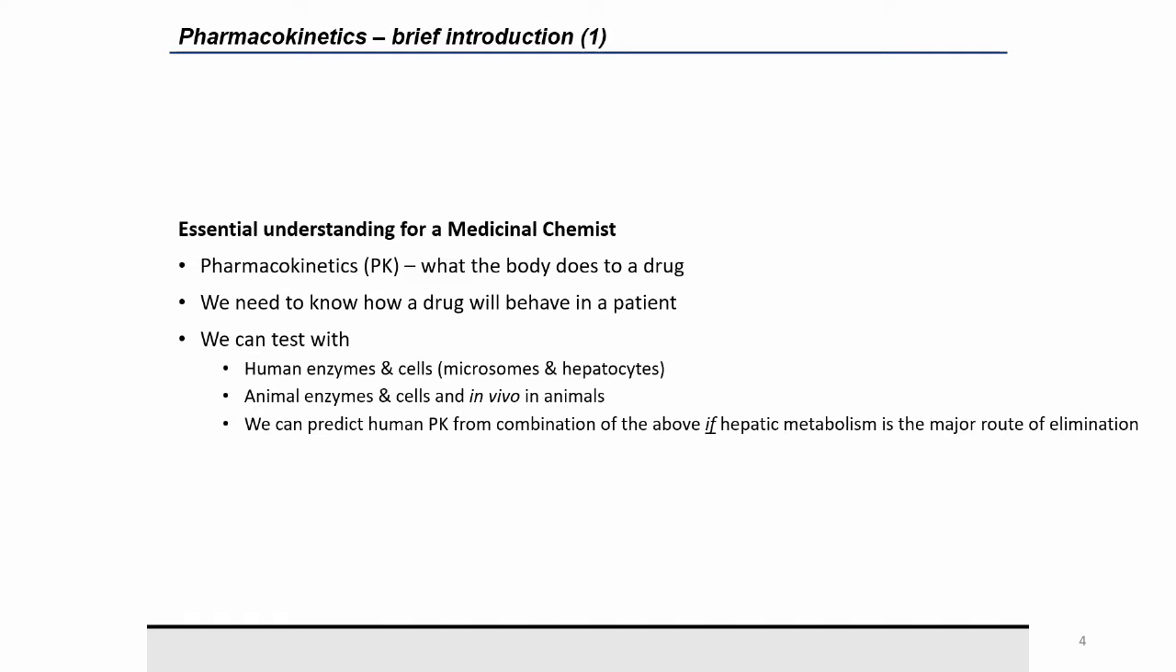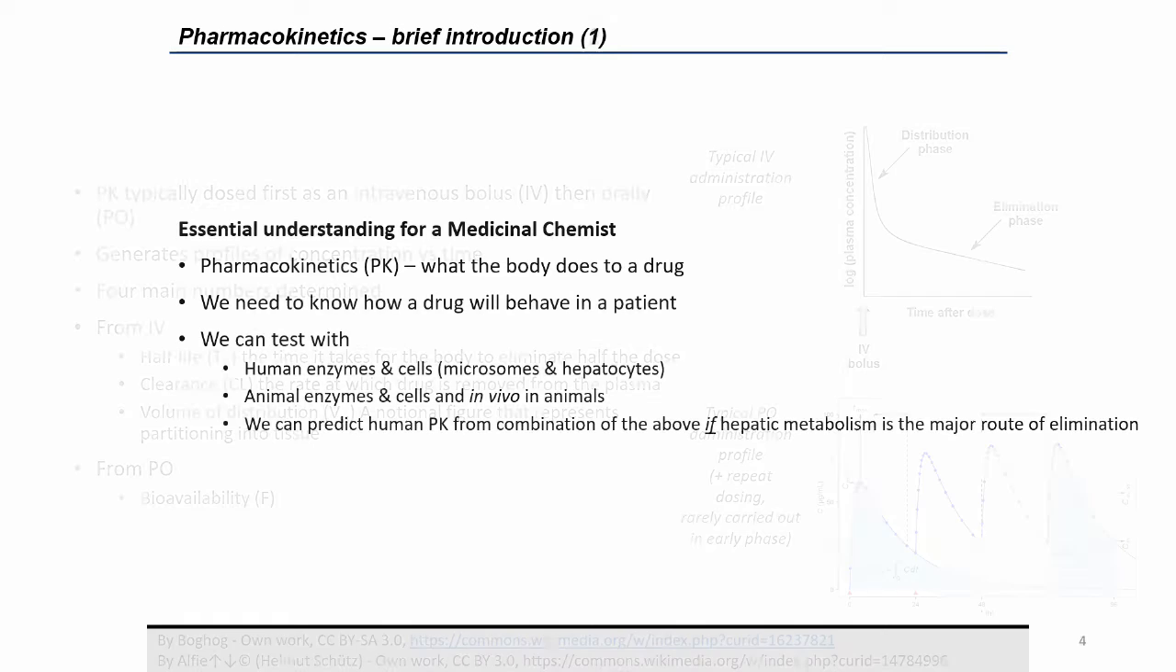What we can test is we can use human enzymes and cells, so microsomes and hepatocytes. We can do experiments with animal enzymes and cells, and also experiments in animals. And we can use the data we generate from those experiments to predict the human pharmacokinetics from a combination of them if the hepatic metabolism is the major route of elimination.